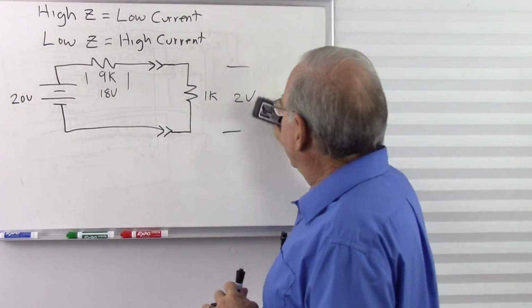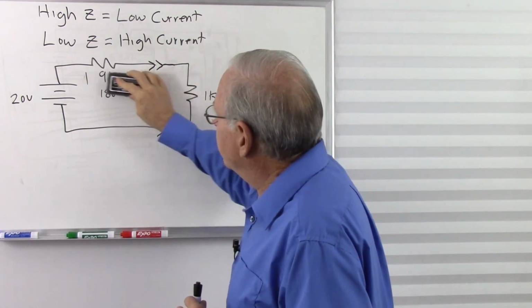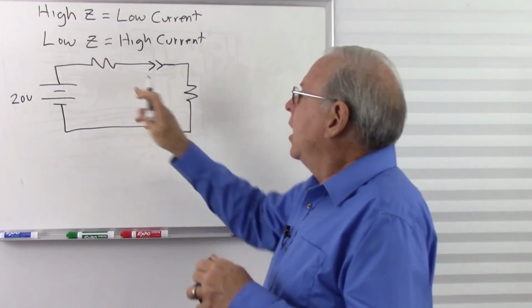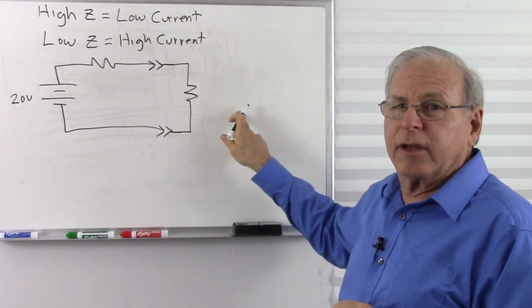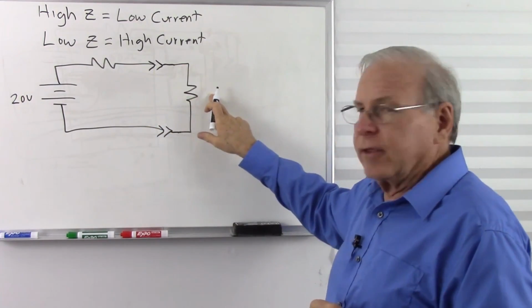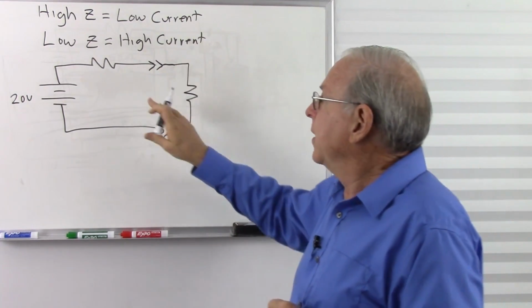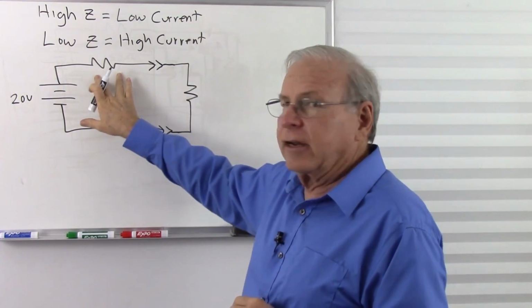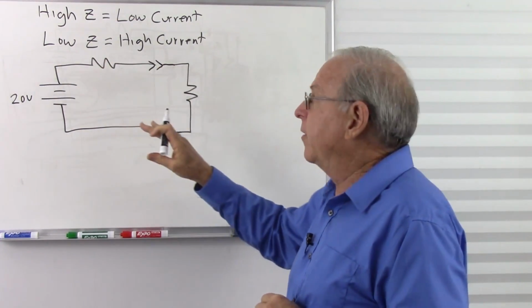So let's look at that again. Just a quick review. Low impedance to low impedance, that's good. Low impedance delivers a high current. This needs a high current. They work together. High impedance to high impedance is good. This doesn't need much current. This can't deliver much current, so they work together.